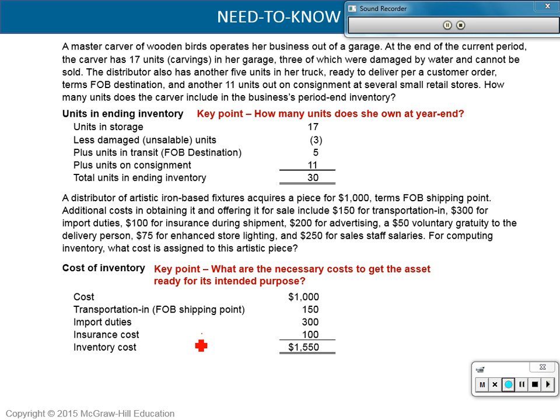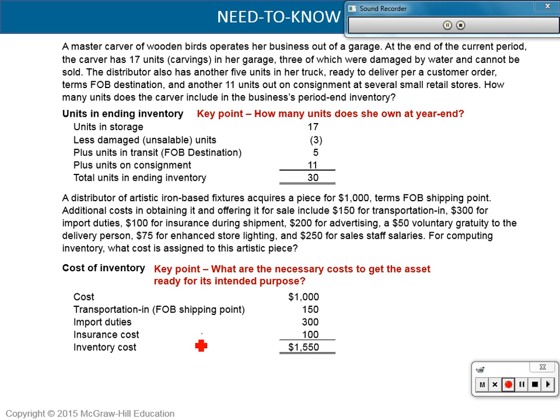Now, why don't we include the advertising, the gratuity, the lighting, and the salaries? Because those are sales. Those aren't inventory expenses. We don't include them because it's just like it says in the red: none of that is required in order to get this asset ready for sale. You can go without advertising. You can go without paying a delivery person gratuity. You can go without store lighting. You can go without sales staff salaries, and that asset will be available to be sold without all those things.